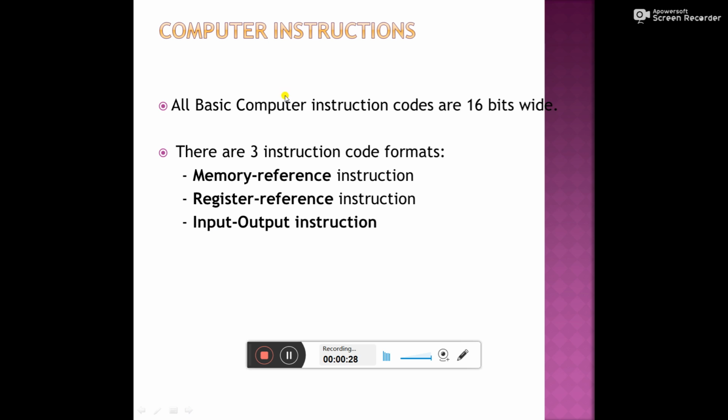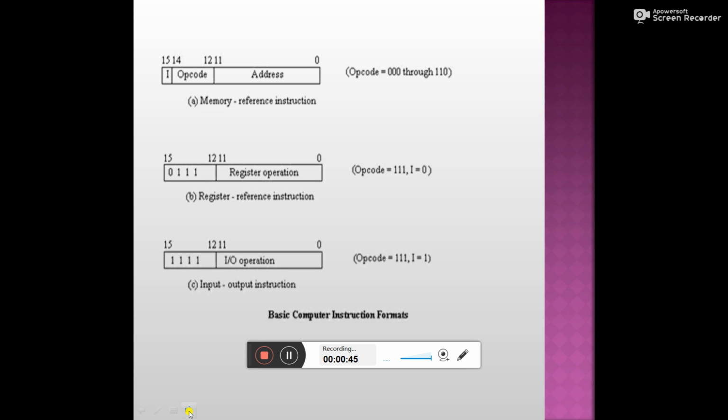First one is computer instructions. All basic computer instruction codes are 16 bits wide. There are 3 instruction code formats: memory reference instruction, register reference instruction and input output instructions. This is the format for different types of computer instructions. Let us see each one in detail.